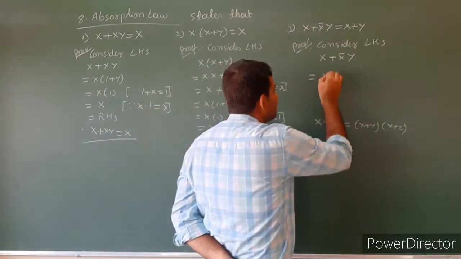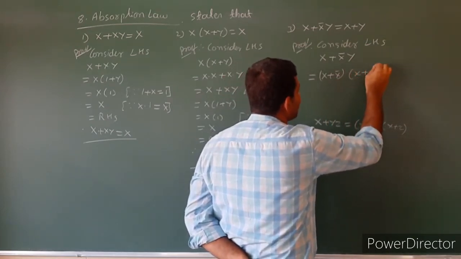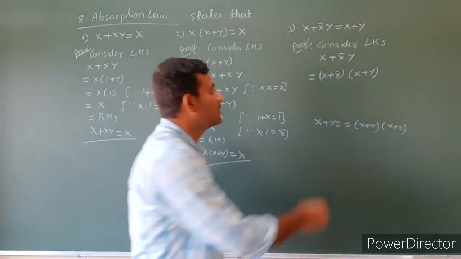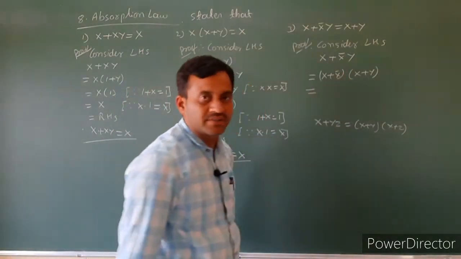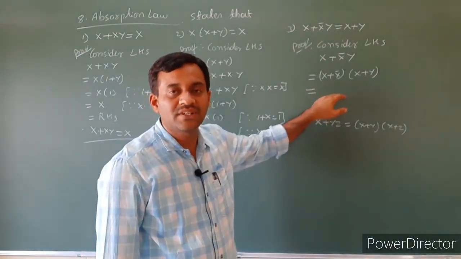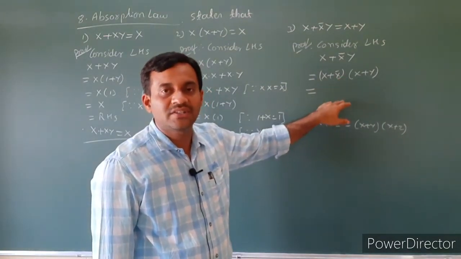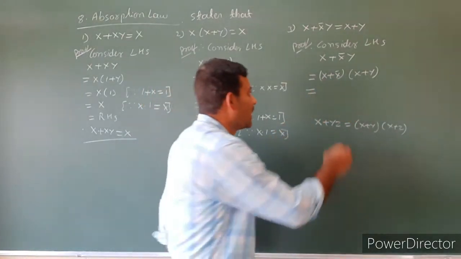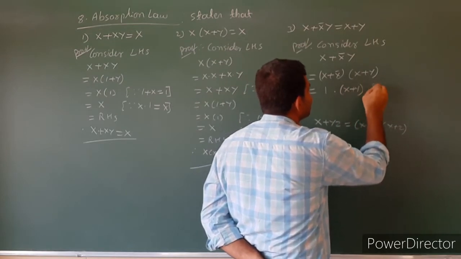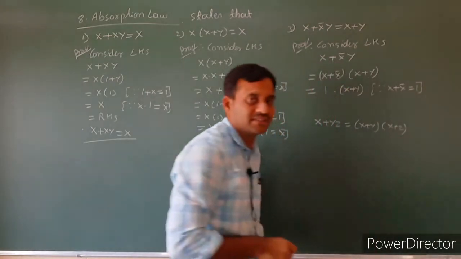Then the terms become x plus x bar one term, another one is x plus y, x plus x bar and x plus y. Already we know that x plus x bar, the variable is combined with its complement in an OR operation. Variable is ORed with its complement. Then the value is 1. So 1 into x plus y. Because x plus x bar which is equal to 1, already we discussed.